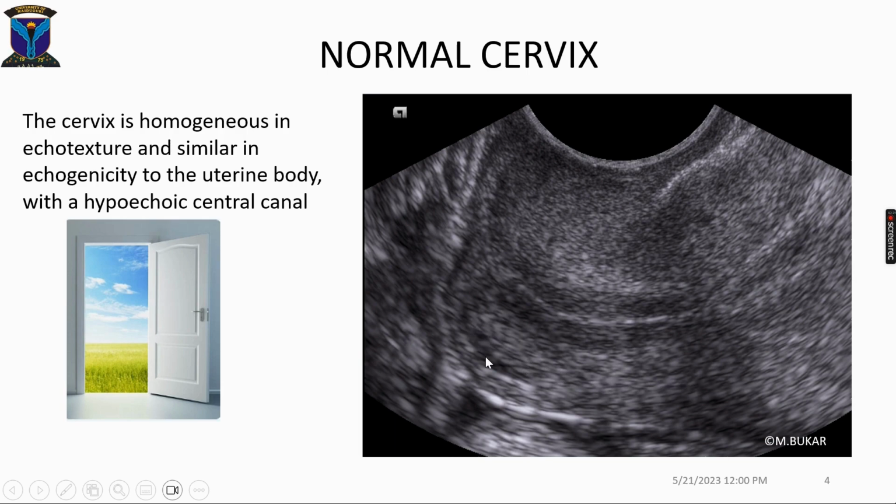Here you can see the posterior fornix, closely related to the pouch of Douglas. Note the differential echogenicity between the cervical mucosa and the stroma. Where the mucosa ends cephalad is the internal os, and where it ends caudally is the external os. So the cervical mucosa defines the beginning and the end of the cervix.